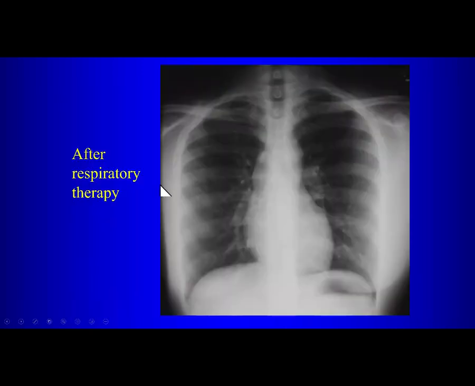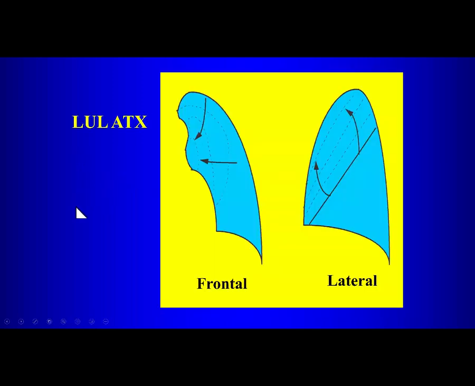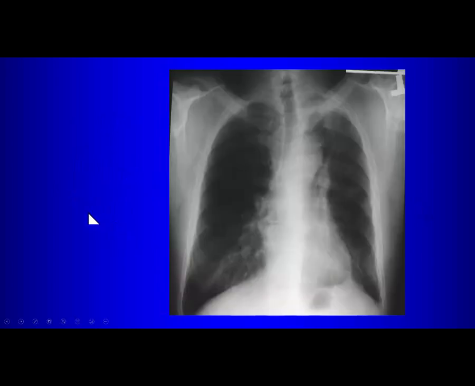And that was also from a mucus plug. They took out the mucus plug and everything goes back to normal. So the left upper lobe collapses upwards and towards the mediastinum. That's the appearance of left upper lobe collapse.